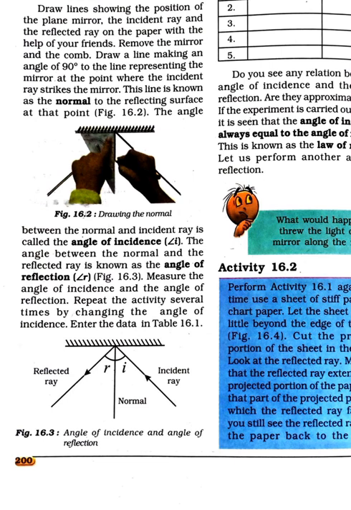The angle between normal and incident ray is called angle of incidence. See the diagram, it is marked as I. I is the angle of incidence. The angle between the normal and the reflected ray is called angle of reflection, which is marked as R in the given diagram. Okay?